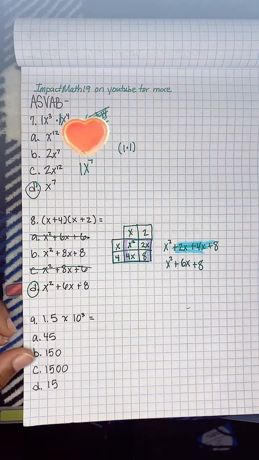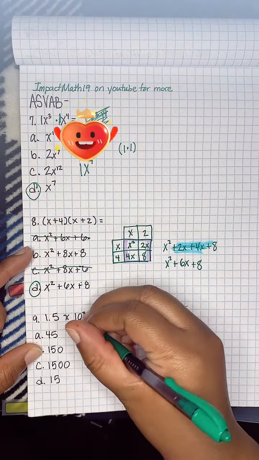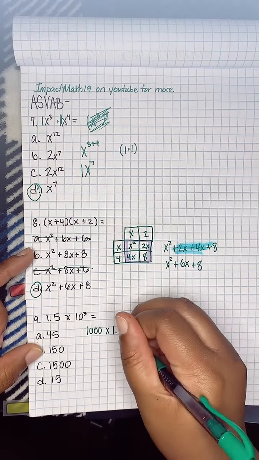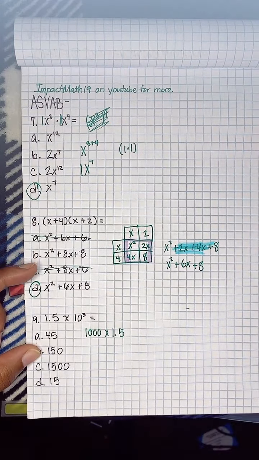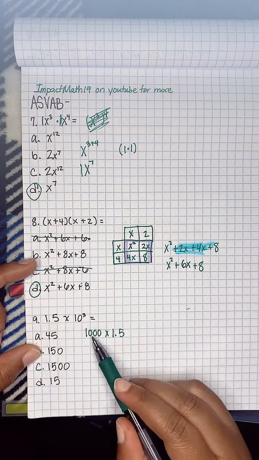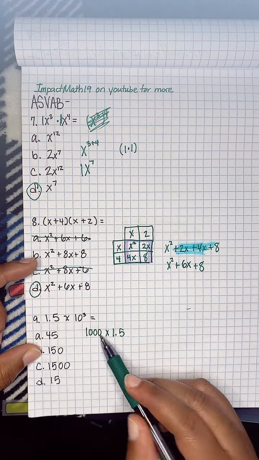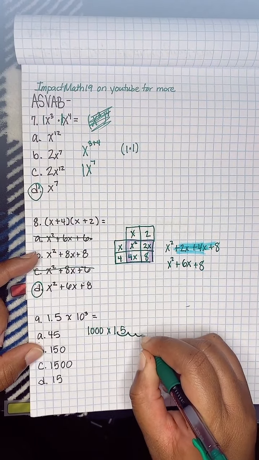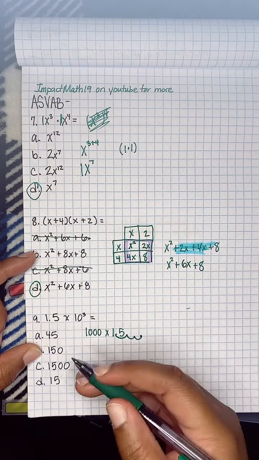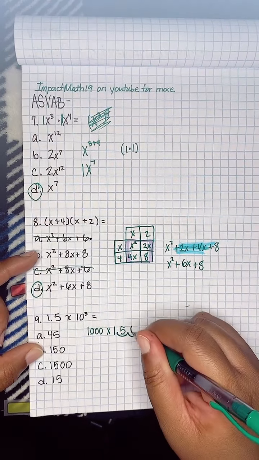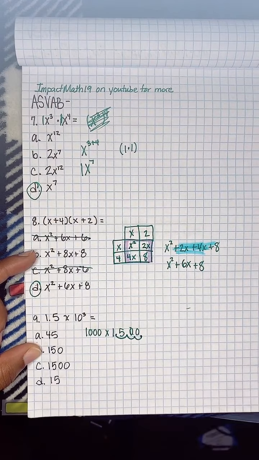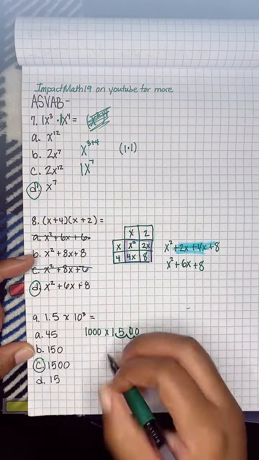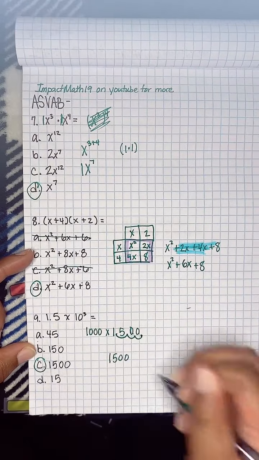Good. Yes, I saw that. 10 to the third means 1,000 times 1.5. So what you can do is count how many zeros you have, which is 3, and move the decimal over 3 spaces to the right. Every little hump that doesn't have a digit, you add a 0. So it's going to be C. Our answer is 1,500.